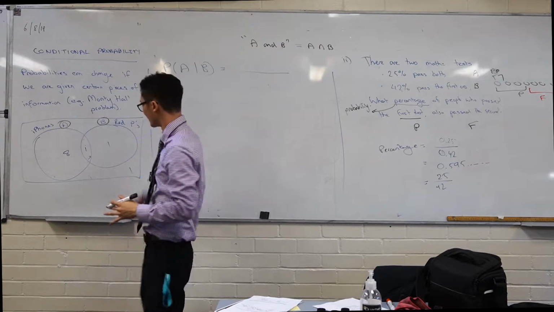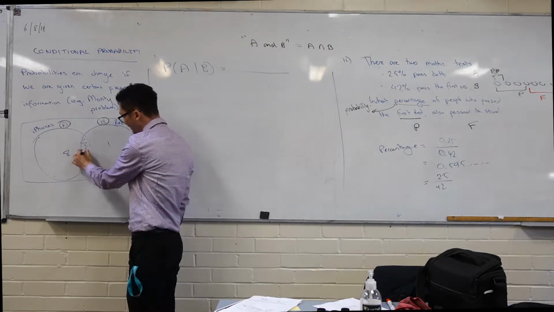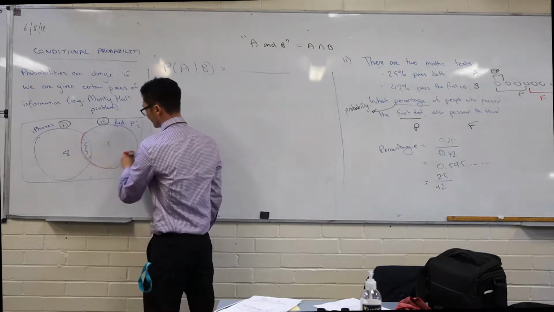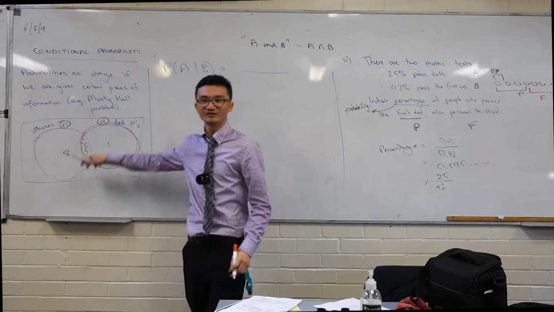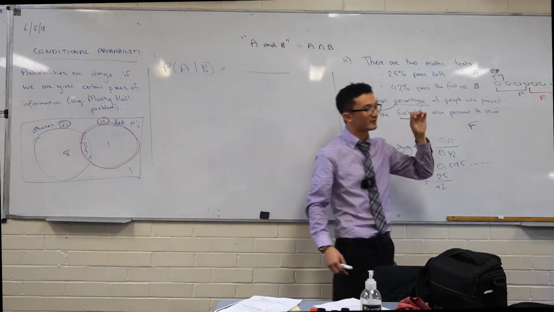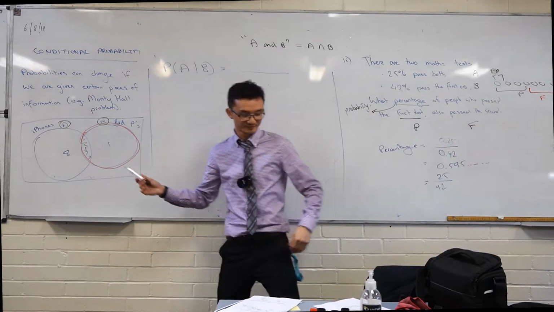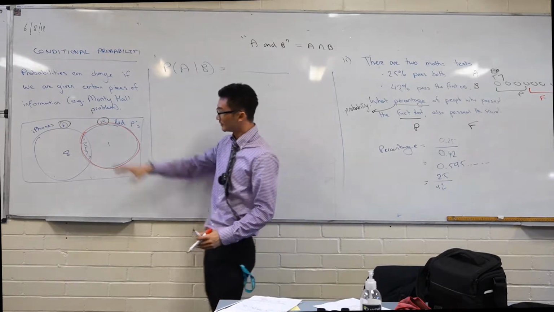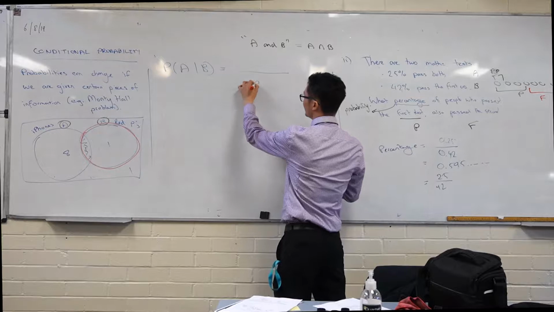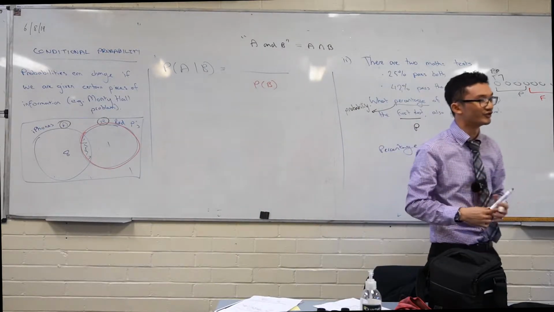So A given B. Go back to this one. A given B meant that I'm looking for A, given that B is true. I'm looking for this shaded part, given I have this red circle. And Angus was telling me that the sample space was changing. What's the sample space of A given B now? It's just B. So P of B, that's our new sample space. That's what's going to go in the denominator.